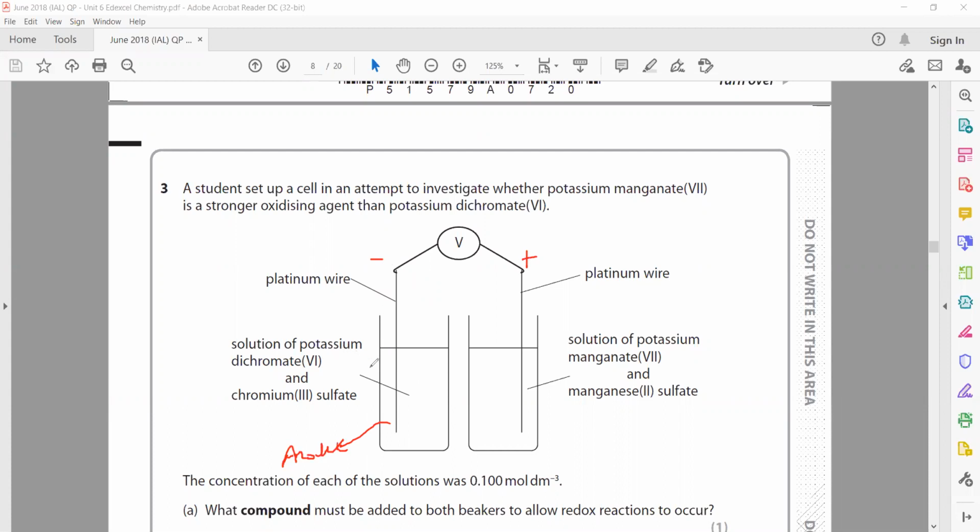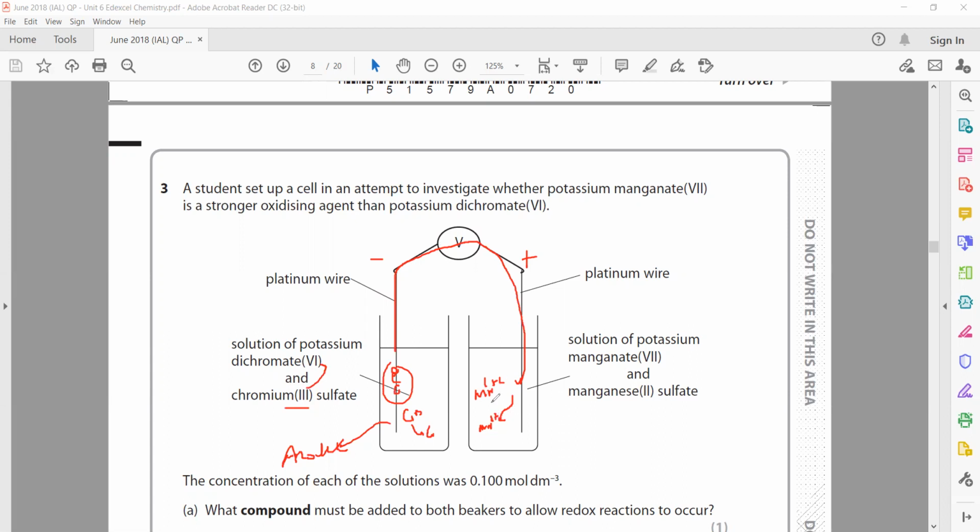What is actually happening is that chromium 3 is changing into chromium 6. Chromium(III) sulfate changes to potassium dichromate, a change in oxidation number of chromium from 3 to 6. So when chromium 3 changes into chromium 6, it is losing electrons. Electrons are on the electrode, and like charges repel, so these electrons will move. The Mn7 ion is there, and the Mn2 ion is also there. So the Mn7 ion can gain those electrons and turn into Mn2.